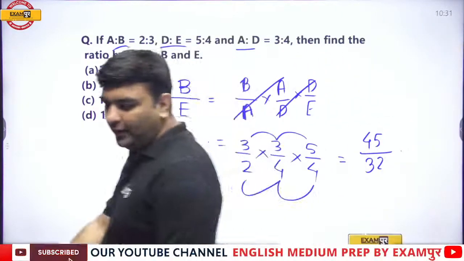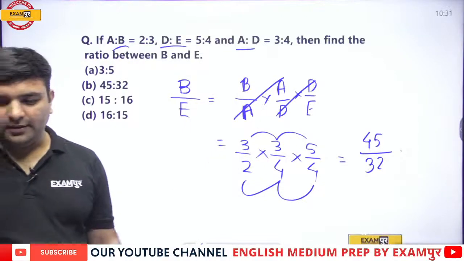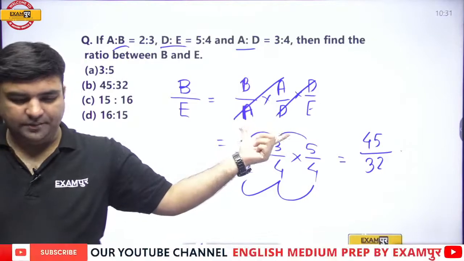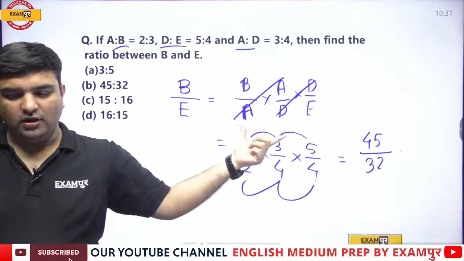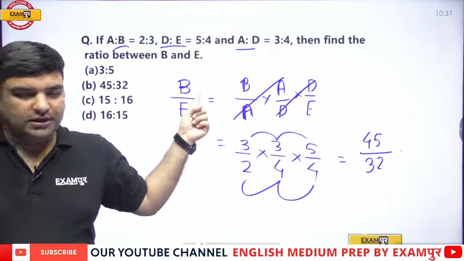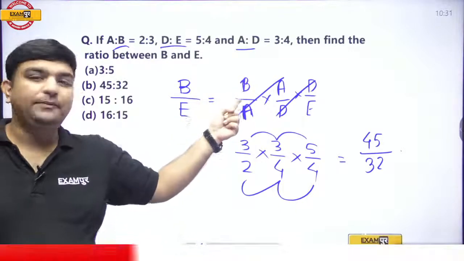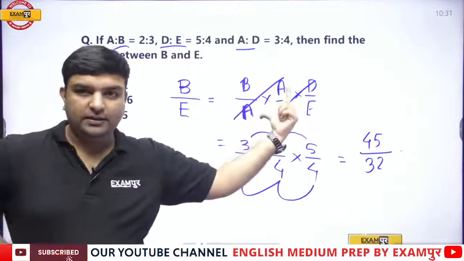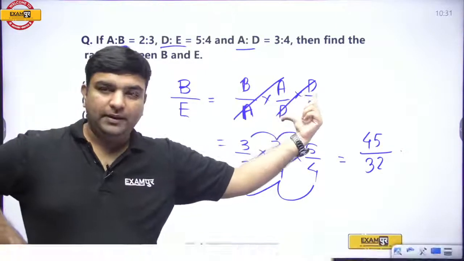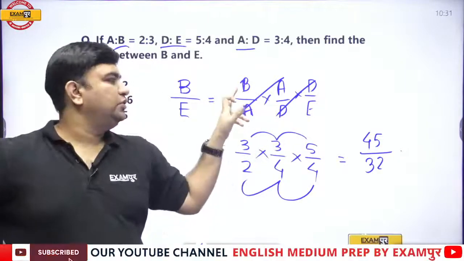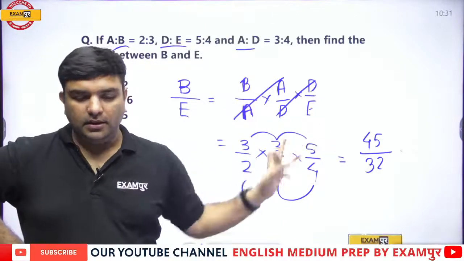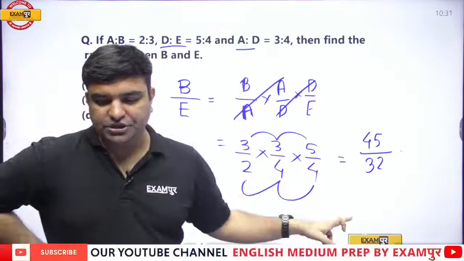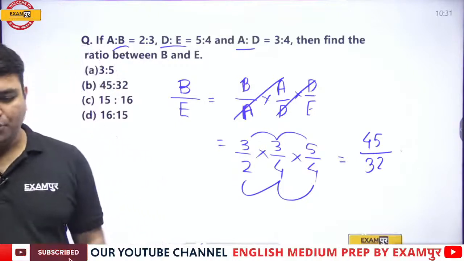Is it absolutely clear? Look at the thought process, guys, the crystal clear concepts. These kind of concepts you have to make. Okay, I need to start with B. So B by A, multiply by A by D to eliminate this A, then multiply by D by E to eliminate this D. So you will get B by E directly. When you multiply these among each other, you are getting 45 by 32 as the ratio.